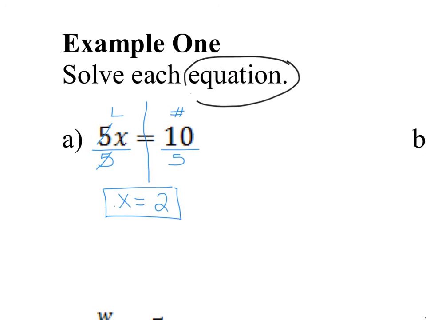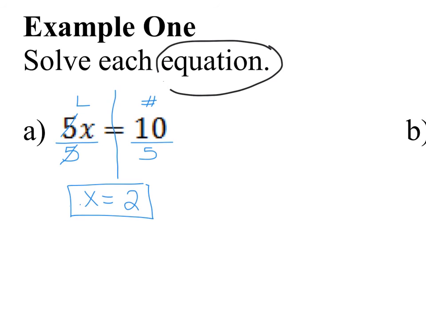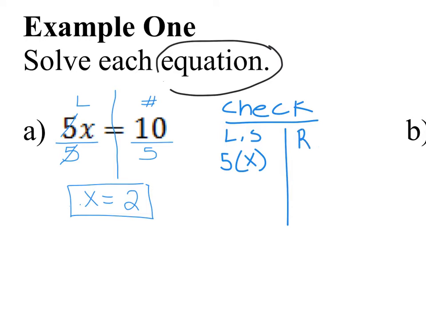And we can actually perform a check with this. So the way that we would do that is that we would write down what our left and right side are and substitute the variable that we solved for. So on my left side, I have 5 multiplied by x. And on my right side, I'm given 10. So on my right side, I can't do any work. So the right side is 10.